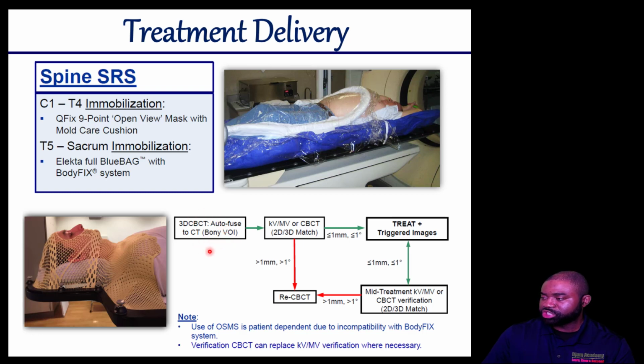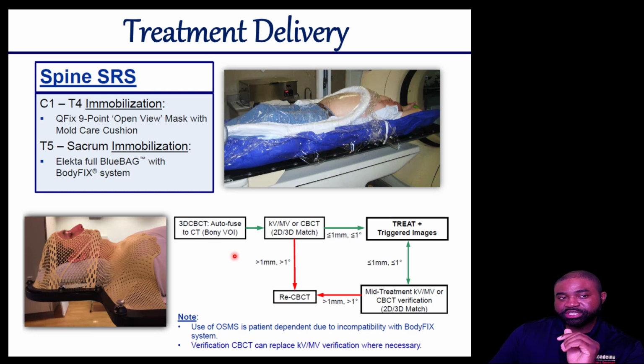Now, this CBCT image, we do a bony match, and then we do a soft tissue match. Once this is completed and approved by the physicist and the physician, then we do a verification image, which can either be a KV-MV or a CBCT. Now, the verification image is very essential because it takes approximately 7 to 15 minutes to complete a CBCT and apply the shifts and make sure that everything is correct.